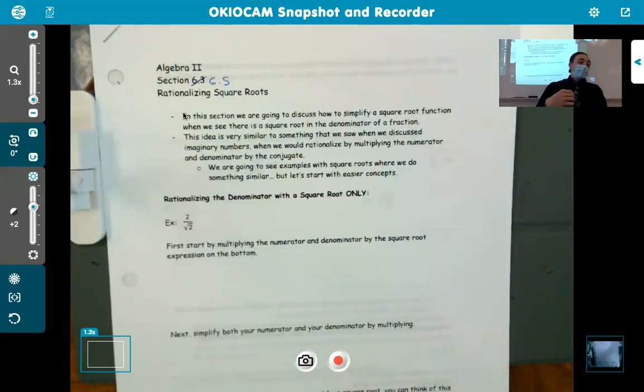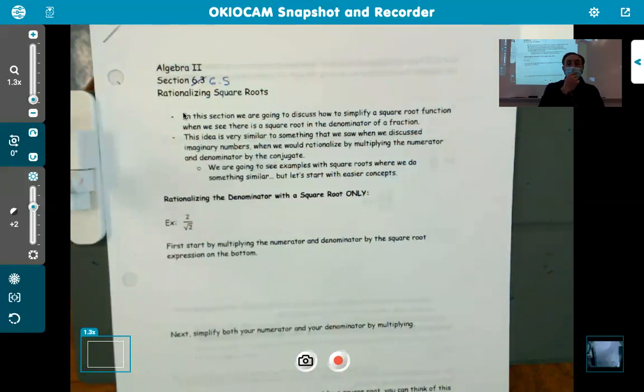All right. We also multiplied by the conjugate with imaginary numbers, if you remember that. Same thing is going to apply here. And we're going to talk about that later on in class. We're going to multiply top and bottom by whatever the conjugate is of that square root expression. Okay. So there's a couple of different types of problems that we'll see.